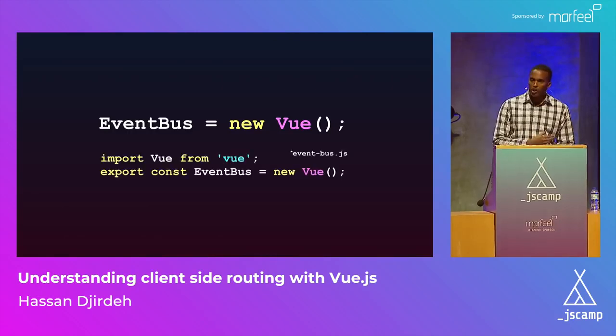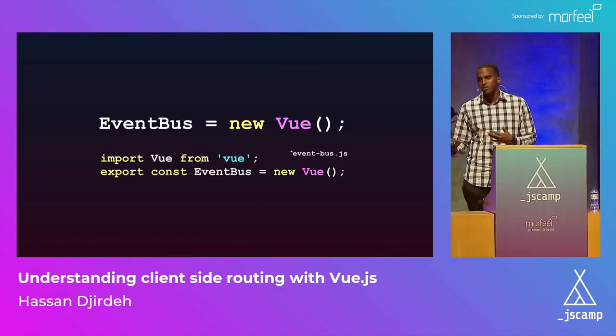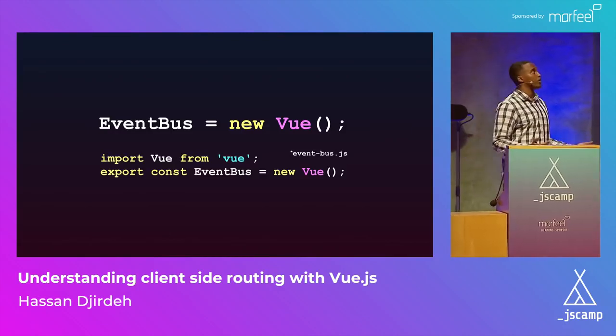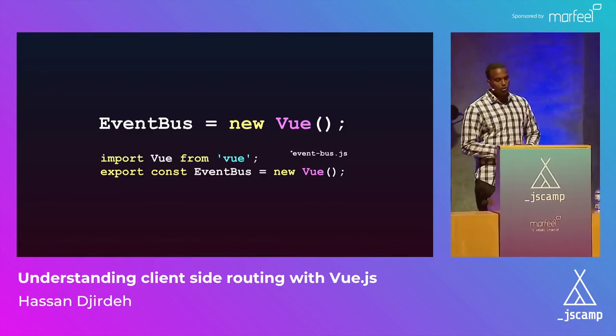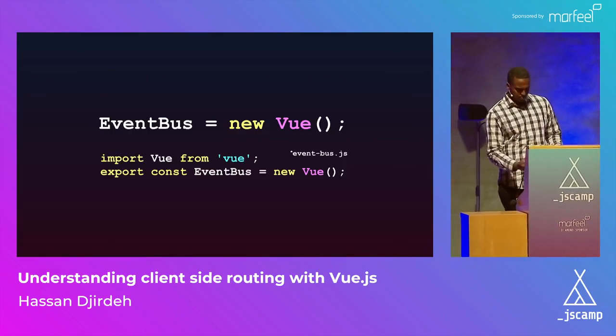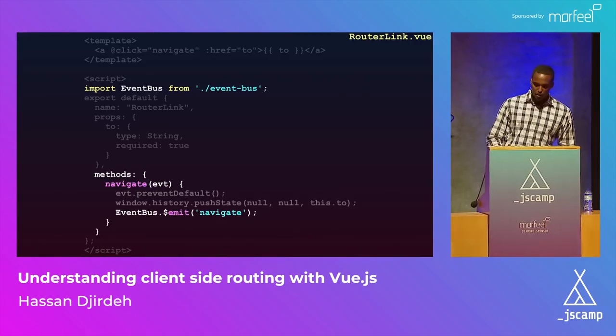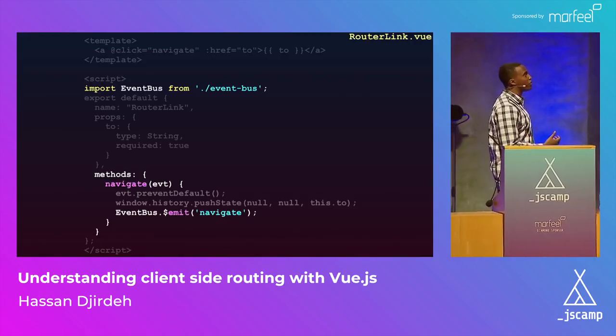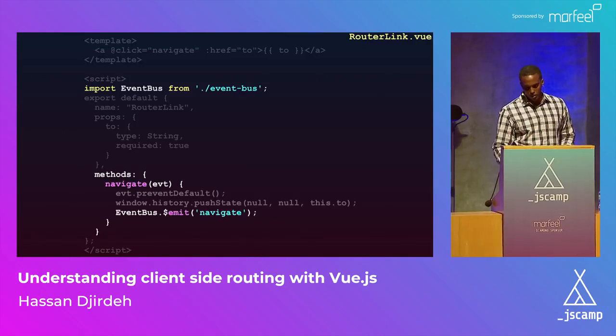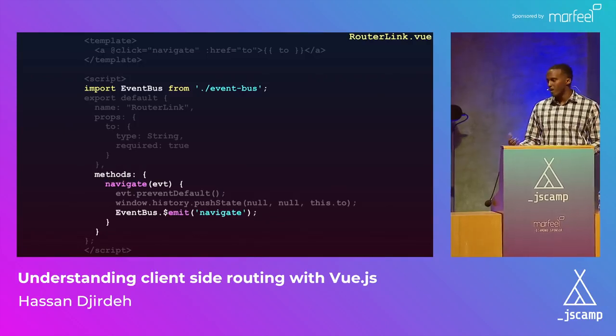You can attach it to the window object, or you can create an instance of it somewhere. So we'll create an eventBus.js file where we import the Vue library and we export the Vue instance. So now with the event bus available, in our router link components, we'll import the event bus, and at the end of the navigate method, use the event bus events interface to emit a custom event. We'll give the custom event a name of navigate.